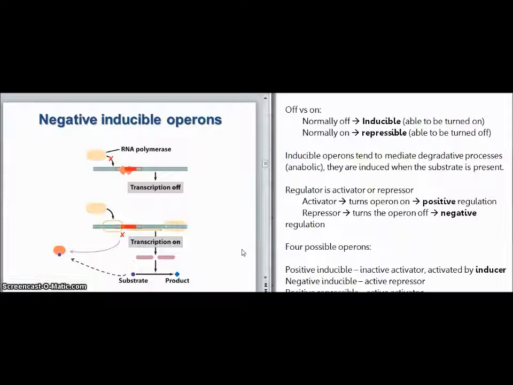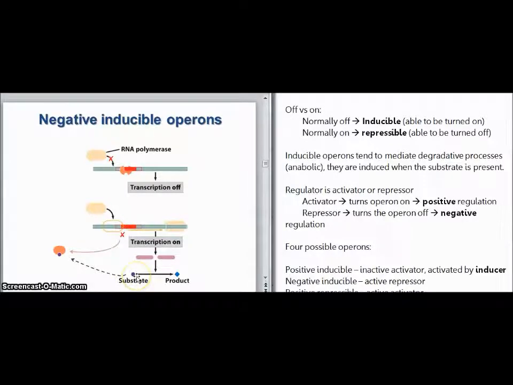Let's talk about negative inducible. So again, because we're inducible, our operon is initially off, and because we're negative, we have a repressor. So if we're negative inducible, our repressor is normally attached to our operator, keeping transcription off. Now, again, an inducible operon tends to be involved in degradative processes.